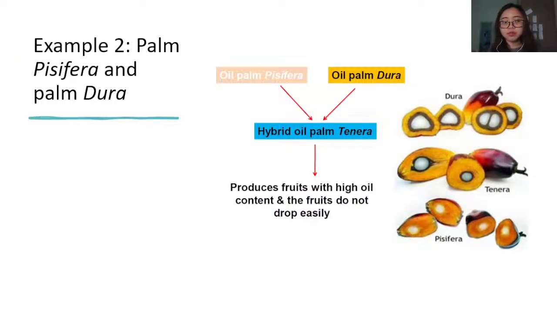Outbreeding is not just for animals. We can also do that with plants. Of course, I'm sure you can think of a lot of plants, especially if you're used to buying them or growing them in your family yourselves. But the example that I will have here is for oil palm.